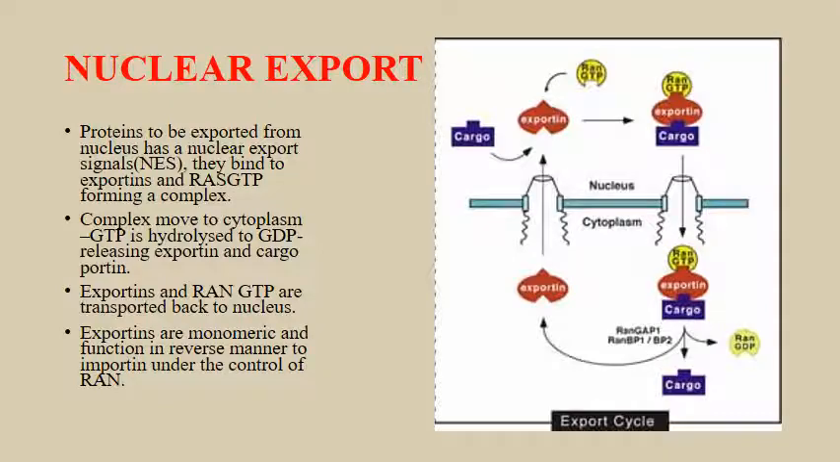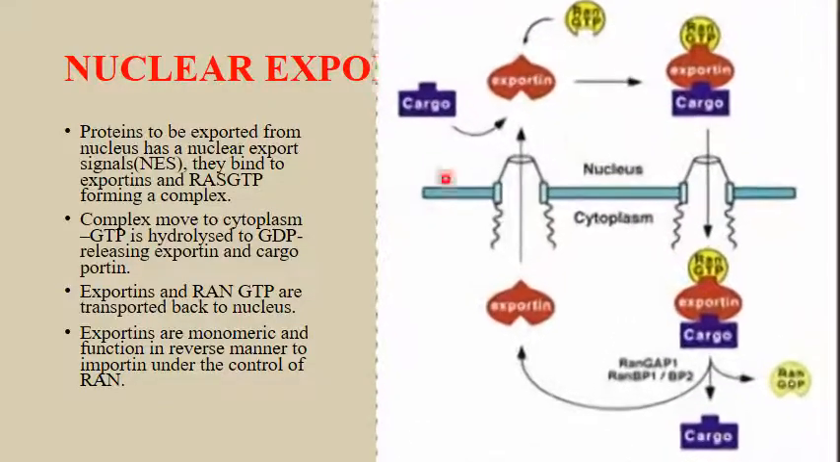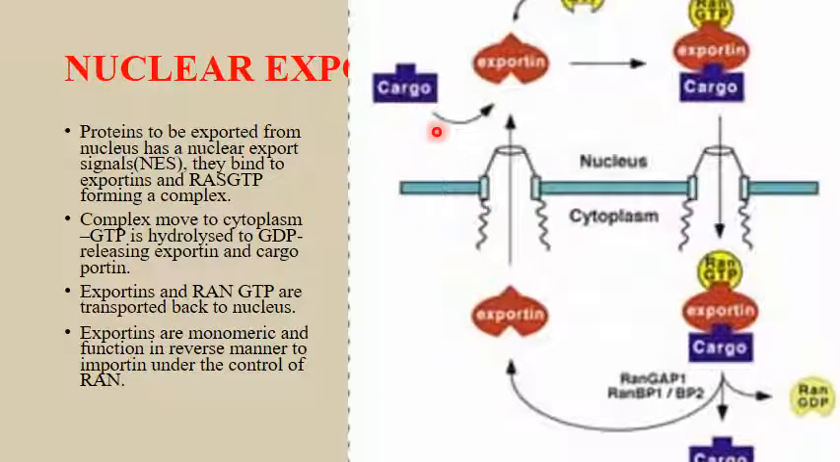Here we are going to talk about the nuclear export. Here you can see the cargo protein, which is the protein to be exported from the nucleus. This cargo protein has a nuclear export signal, that is NES, and it binds to exportin and RAN GTP, forming a complex of RAN GTP, exportin and cargo. This complex moves to the cytoplasm through the nuclear pore complex.